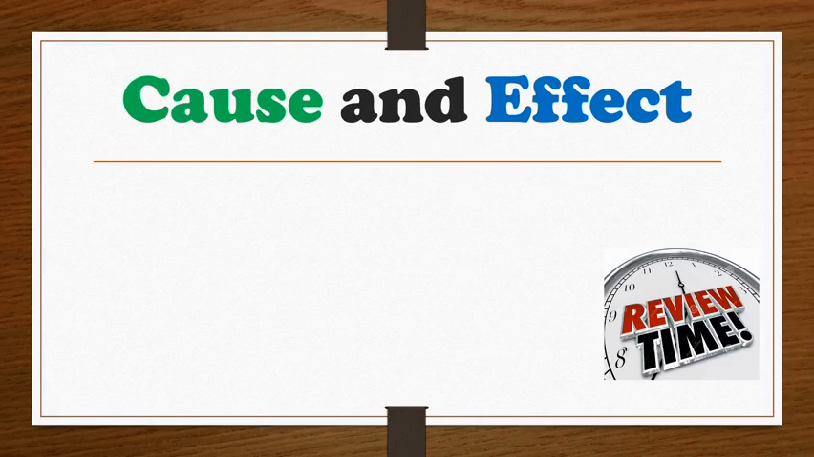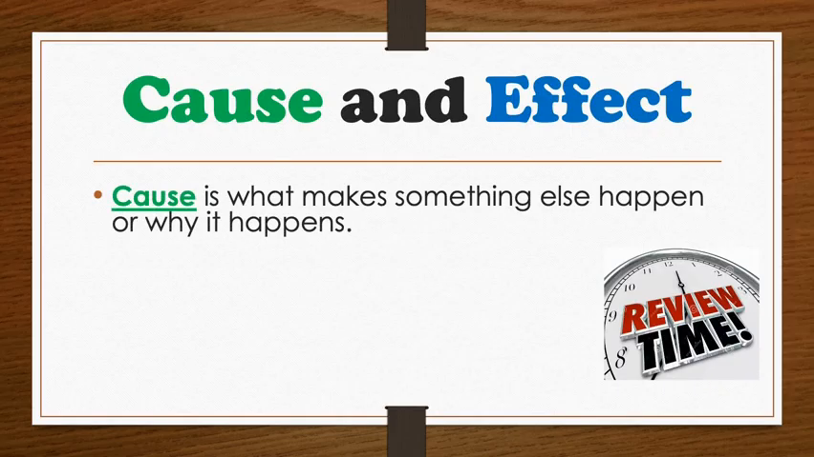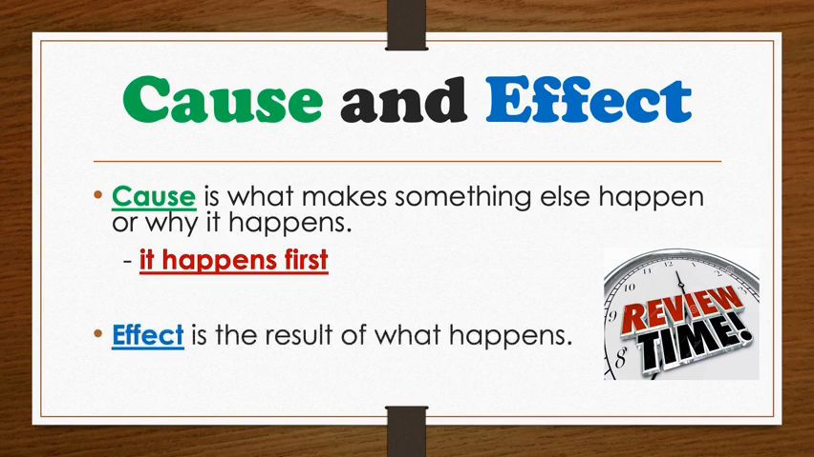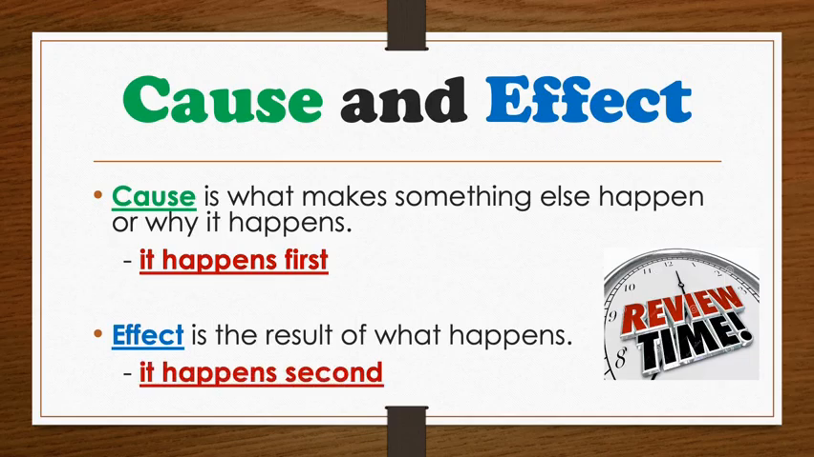Time to review what we have learned in today's lesson, students. Cause is what makes something else happen or why it happens. It is also the first thing that happens. Effect is the result of what happens, and it is the second thing that happens.